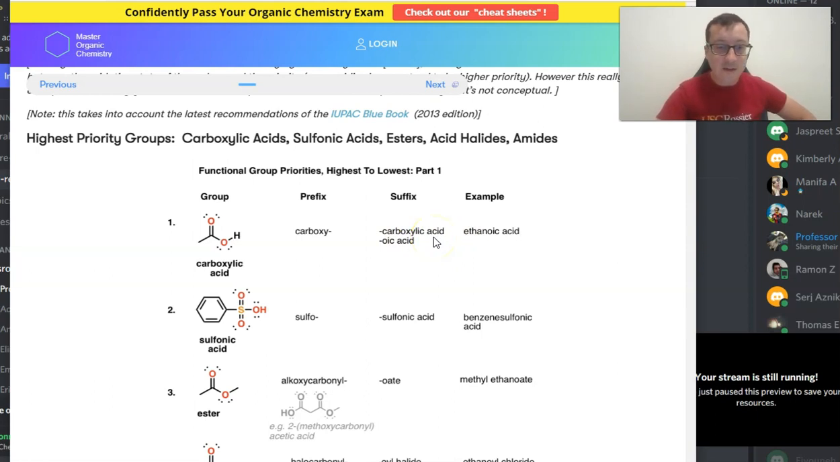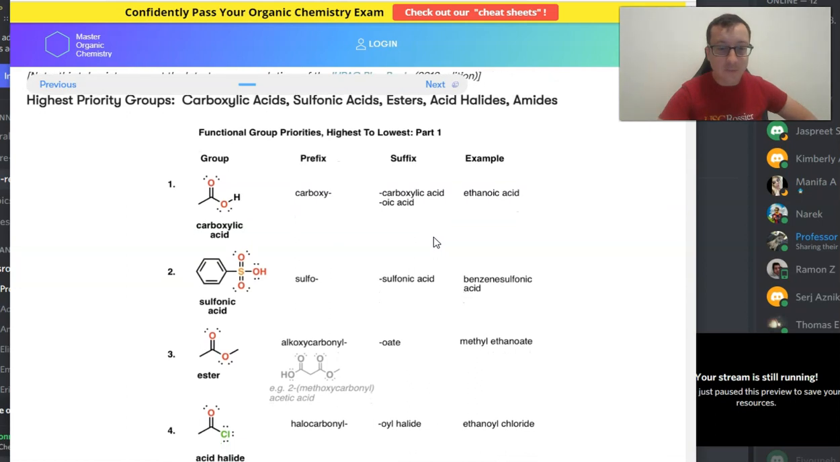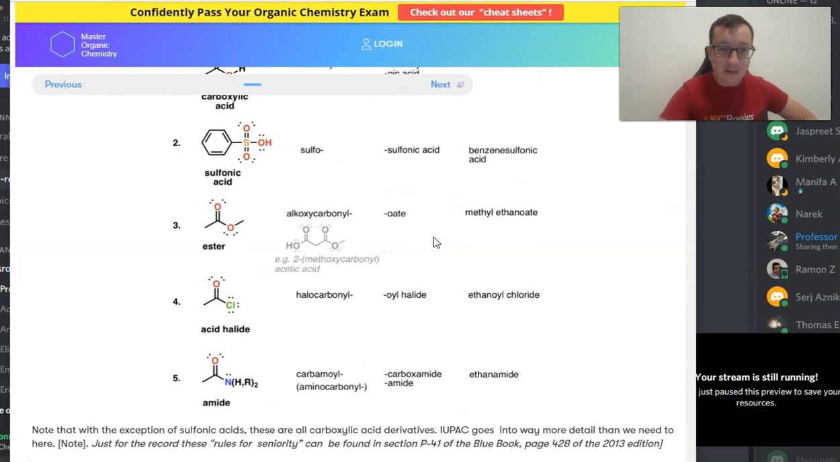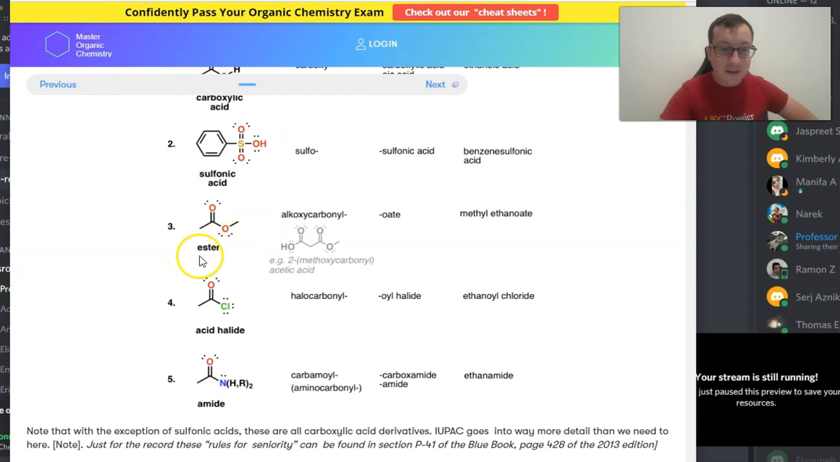So we'll write all this down. But I just want to show you all of these all at once, as well as this handy chart so you can use it. Sulfonic acids we don't really talk about as a functional group, so we'll skip down to esters. So esters will be, for all intents and purposes, priority 2 for us.